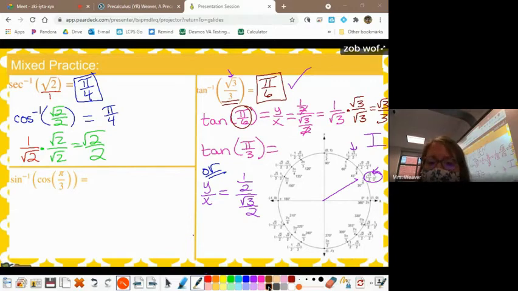No problem. Other questions? Okay, so now we're going to do a composition. We did a few of these the other day, so I'm going to let one of you guys try helping us with that one. Taryn, can you help me with this composition? Sine inverse of cosine of pi over 3, the angle whose sine is the cosine of pi over 3.